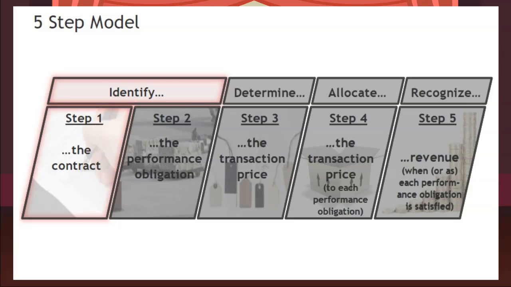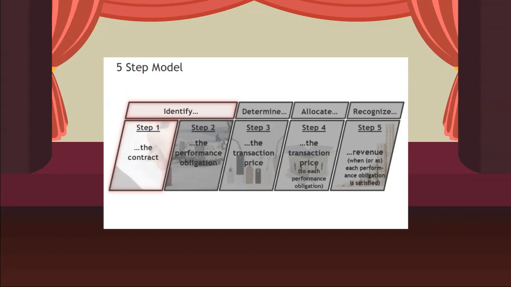The application of the core principle is carried out in 5 steps, which are depicted on the screen here. Additional resources on the 5-step model are included in the Resources tab of this course. Now let's take a look at examples for Step 1, Identify the Contract.